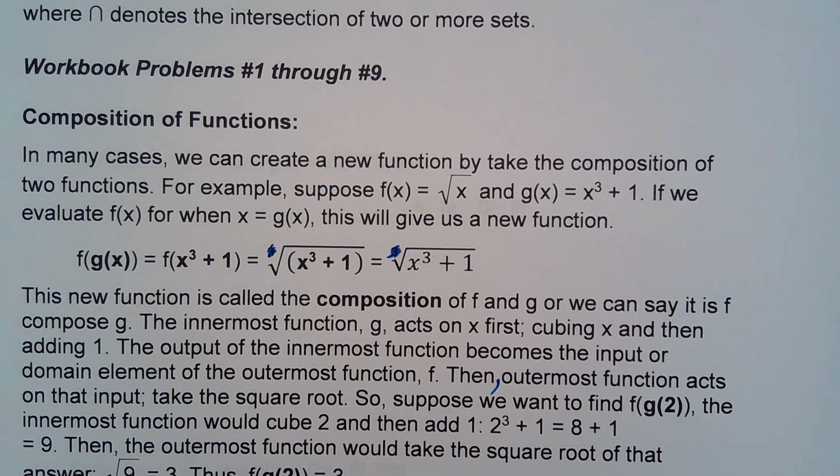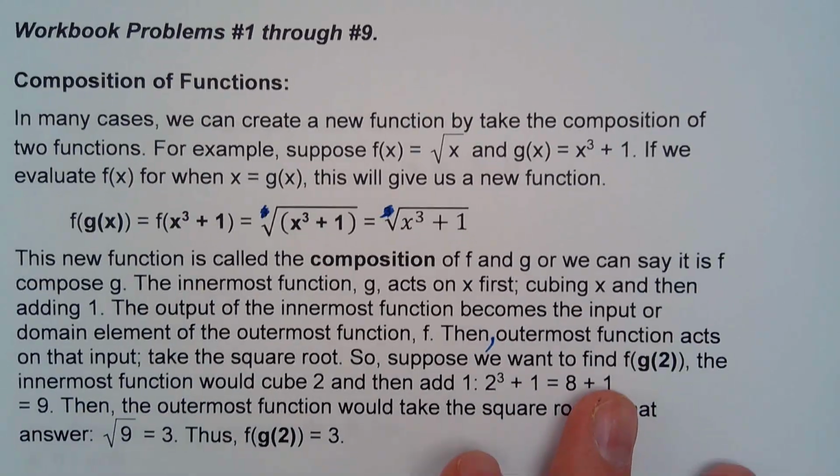So suppose we wanted to find f of g of 2. The innermost function would be: cube 2 and then add 1. That would give us 9. Then the outermost function would take the square root of that answer. Square root of 9 is 3. Thus, f of g of 2 equals 3.